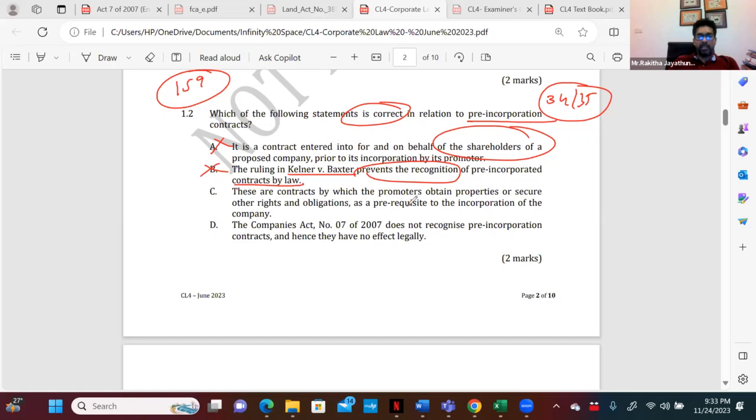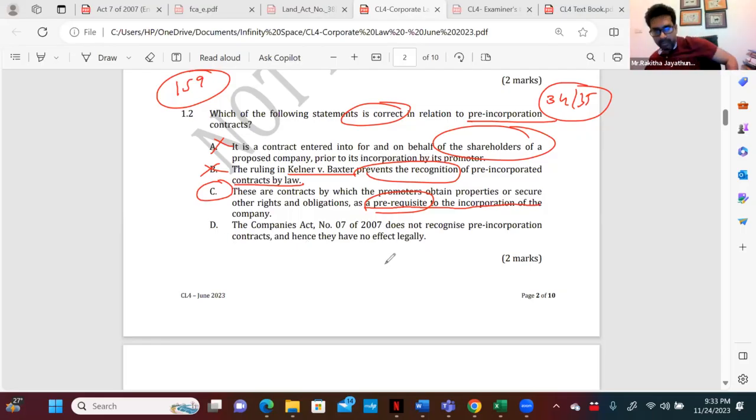These are contracts by which the promoters obtain properties or secure other rights and obligations as a prerequisite to the incorporation of the company. Absolutely right. That's why I told you. You go to a company secretary and say, here, please incorporate the company, please prepare the articles, prerequisites. Get us back, open up, basically, we want to enter into a lease agreement. So that kind of conduct, prerequisites, enter into contracts with suppliers, customers. And anyway, let's look at D also.